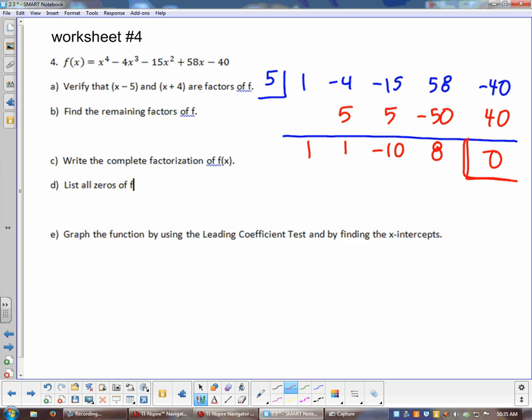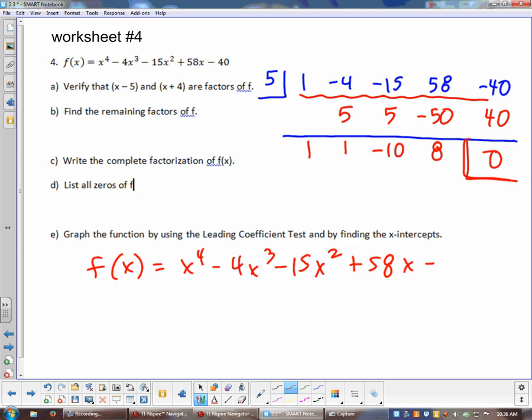All right, so at this point, you're asked to now verify that x plus 4 is a factor. But don't do anything yet, just listen. You could just go ahead and plug in -4 in the box and use these same numbers here again, but that's not going to help you answer the remaining parts. So what I want you to notice is, and I'm not really doing part E, I'm just rewriting my function, x to the 4th minus 4x cubed minus 15x squared plus 58x minus 40.